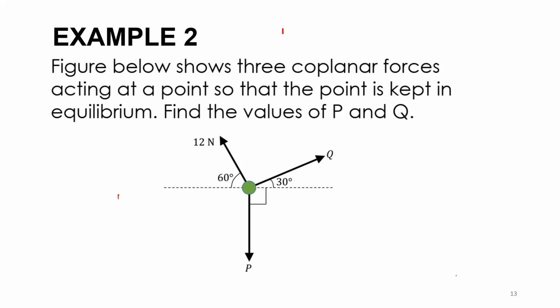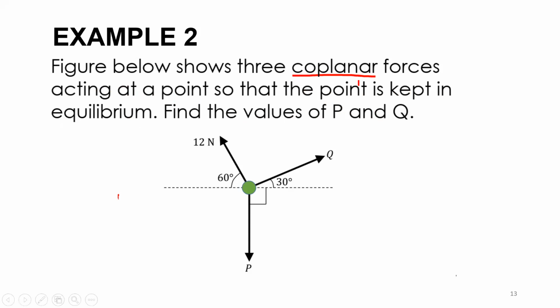Okay, so as I mentioned earlier, find the... so the figure below shows 3 coplanar forces. Coplanar is a term used when you are referring to a system or a body when it experiences more than 2 forces. So that's why we call them coplanar forces, acting at a point so that the point is kept in equilibrium. Find the value of P and Q.